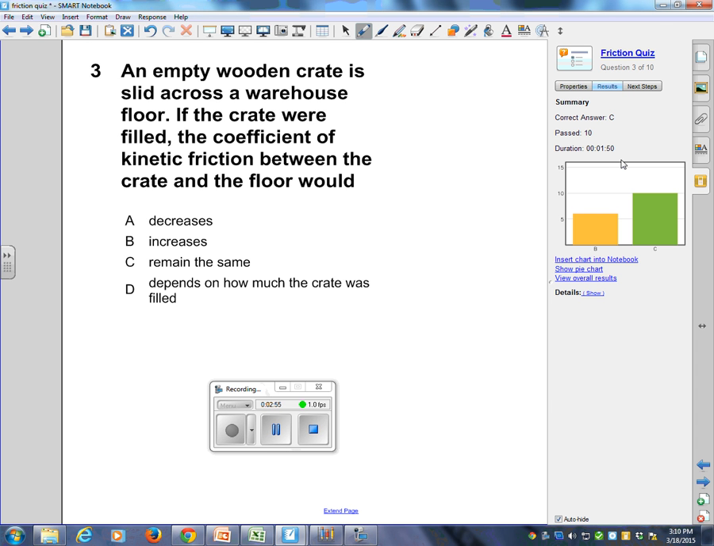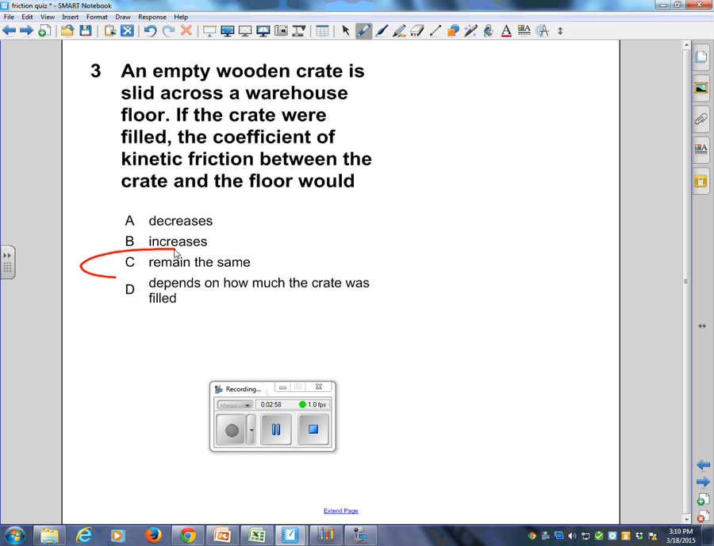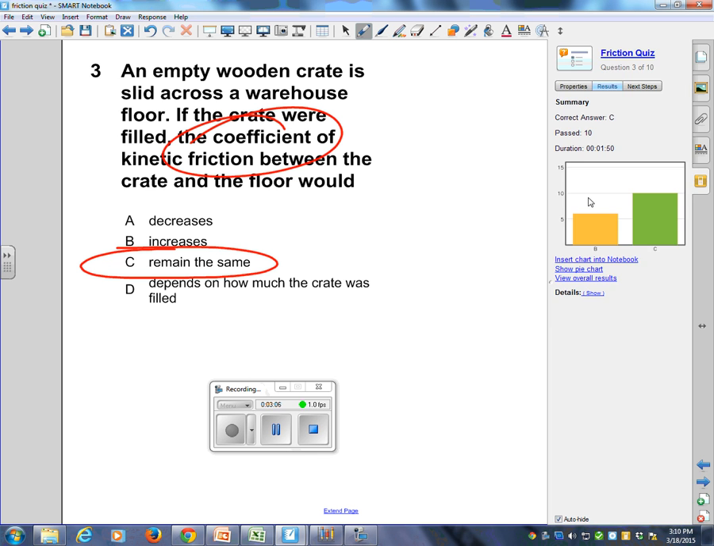Okay, so the answer is remain the same. The coefficient always remains the same. If the crate were filled, the coefficient of kinetic friction remains the same. That is an example of a friction theory question.